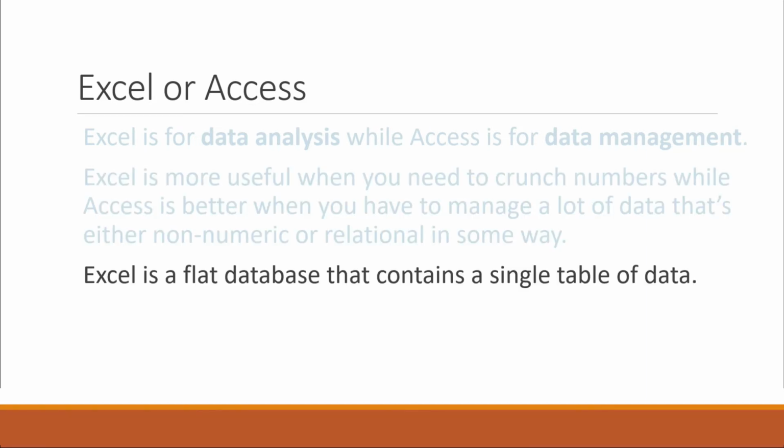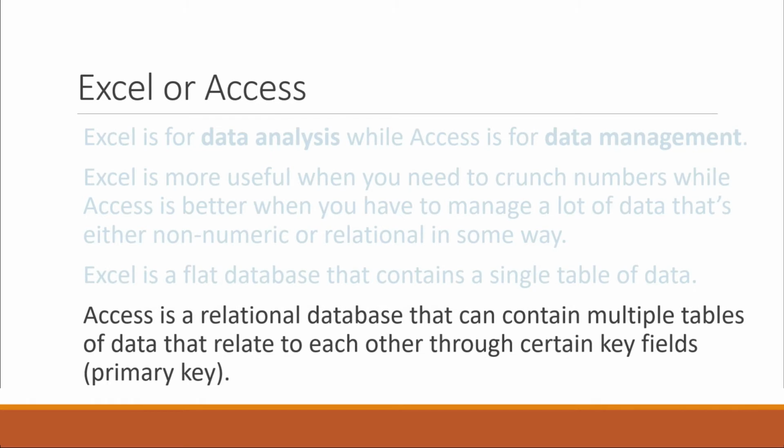Excel is a flat database that contains a single table of data. Yes, you can have multiple spreadsheets within a workbook, but you can't relate them. You can create formulas that will talk to each spreadsheet, but they're not related to each other. Access is a relational database and can contain multiple tables of data that relate to each other through certain key fields called a primary key. You're going to see this term quite a bit, relational and primary key.